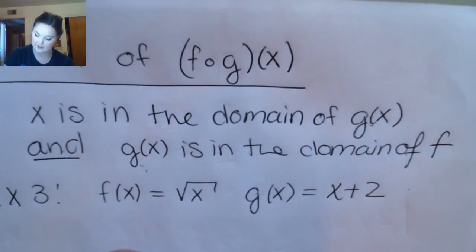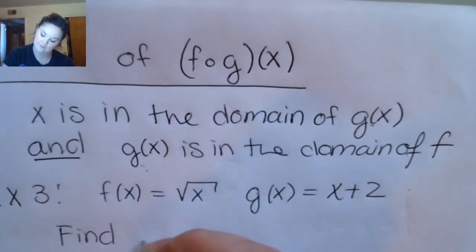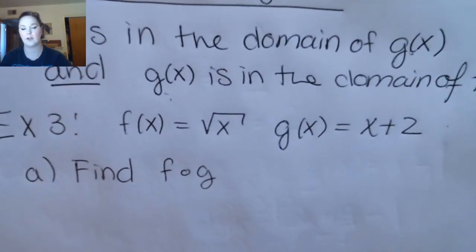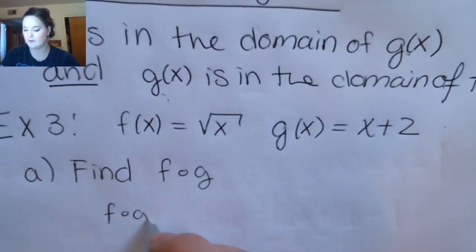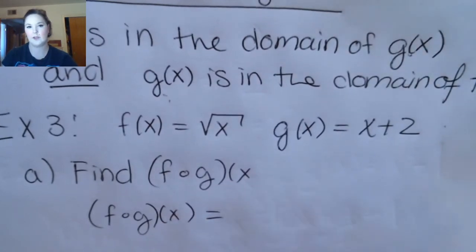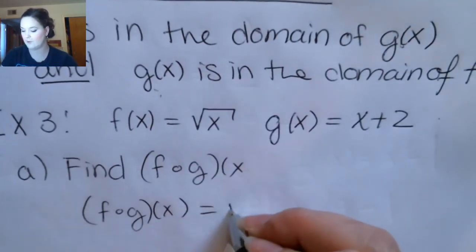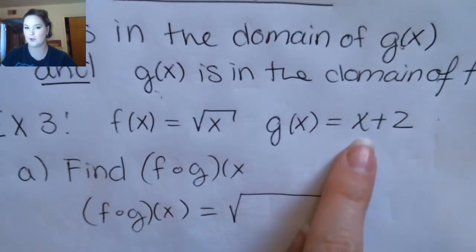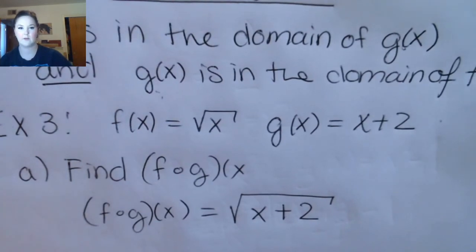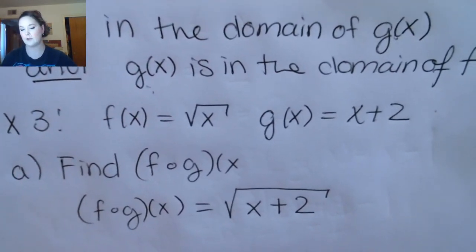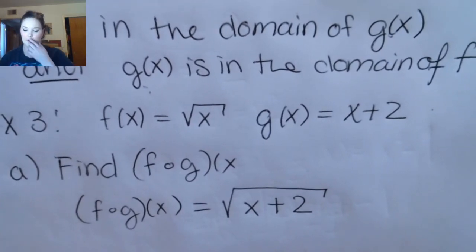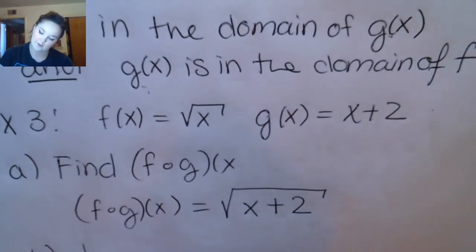So we're going to find f composed with g first. So f composed with g of x is going to be the function f, which is the square root function, and we're going to plug x plus 2 in there. There's nothing really to simplify here, so this would be our function. So for part B, we're going to find the domain.